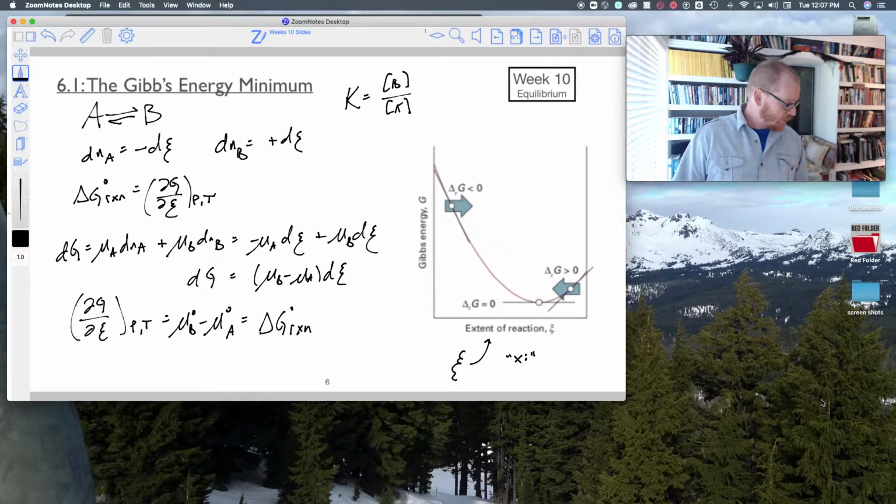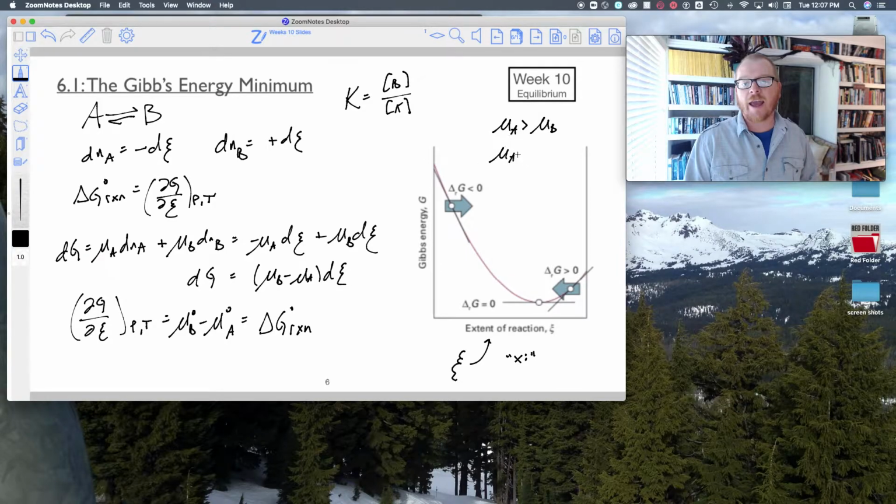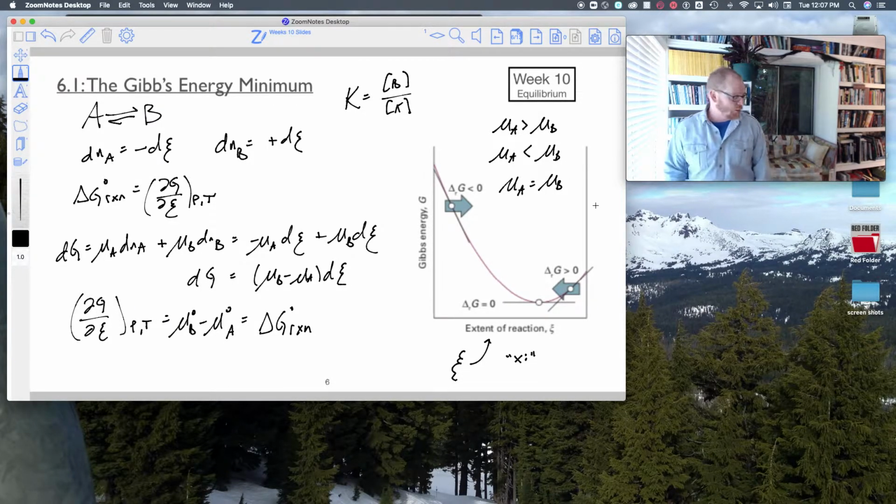So how does this lead to the Gibbs free energy minimum? Well, we arrive at 3 different situations here. One in which mu_A is greater than mu_B. One in which mu_A is less than mu_B. And of course, one in which mu_A equals mu_B. So what does this all mean for equilibrium?